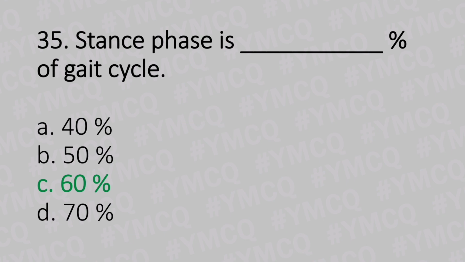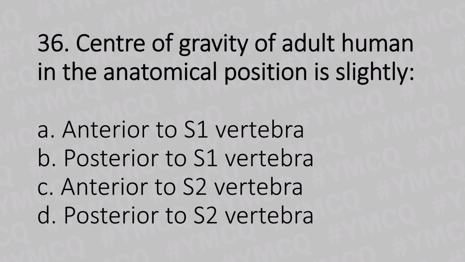Moving to 36th question, center of gravity of the adult human in the anatomical position is slightly: option A, anterior to S1 vertebra. Option B, posterior to S1 vertebra. Option C, anterior to S2 vertebra. Option D, posterior to S2 vertebra. And the answer is option C, anterior to S2 vertebra.